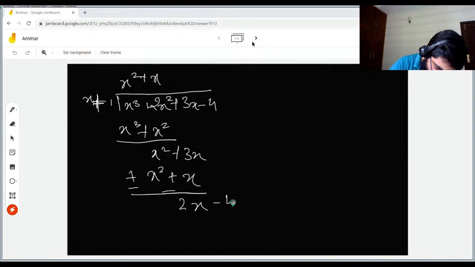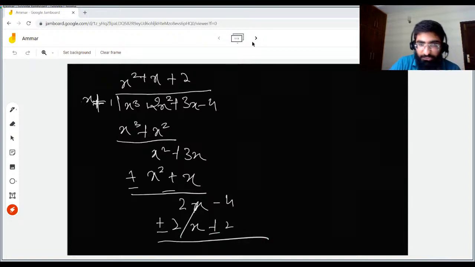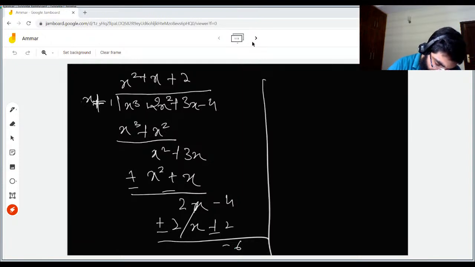Now from x to 2x I have to multiply with positive 2. It becomes 2x plus, and 4, plus 1 will become positive 2. The signs get switched, so this gets cancelled out. What remains is minus 4 minus 2, which is minus 6. Now knowing how this gets converted, the complete answer is x squared plus x plus 2 minus 6 over x plus 1.